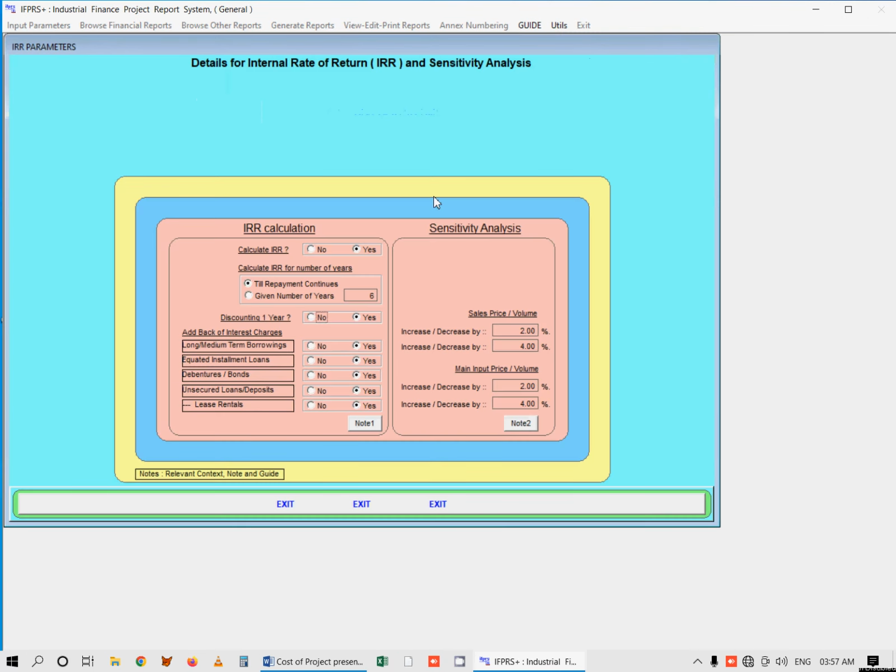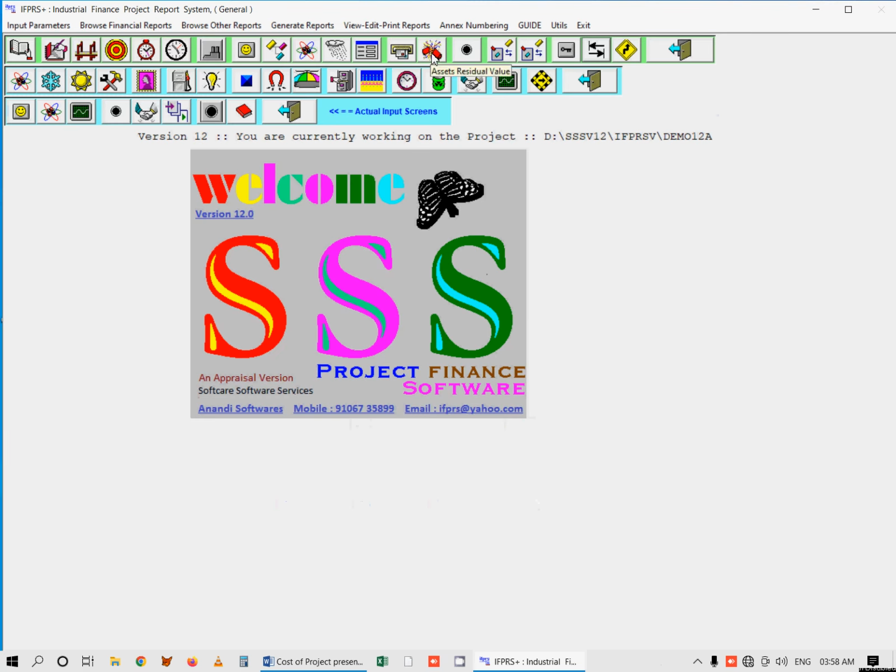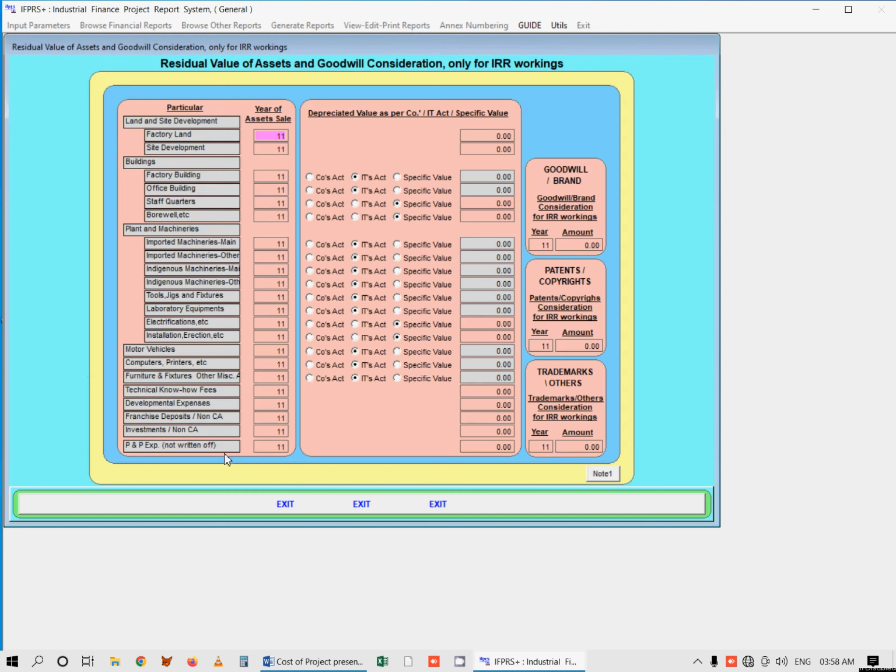IRR. As related to IRR input, it could be worked out till repayment continues or for a specified number of years. You could also decide whether to add back interest charges or not, etc. Very importantly, you are facilitated to consider the residual value of each asset separately. The year for residual value and its residual value: either a depreciated value as per the Companies Act, a depreciated value as per the IT Act, or a specified amount thereto.